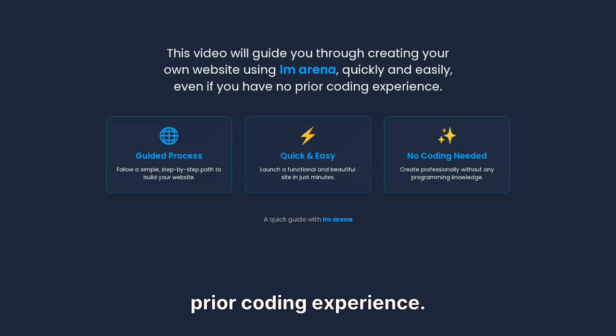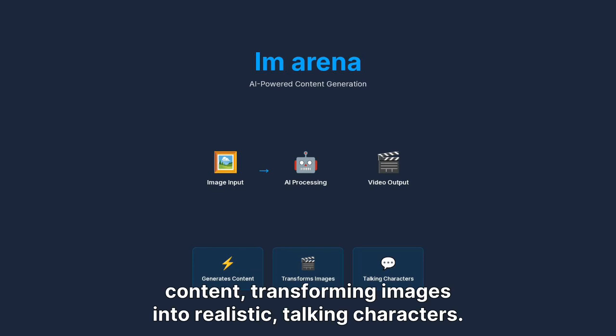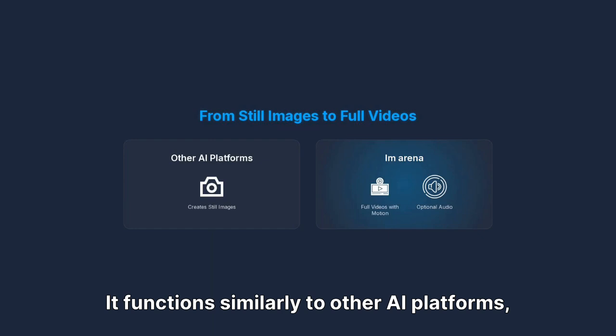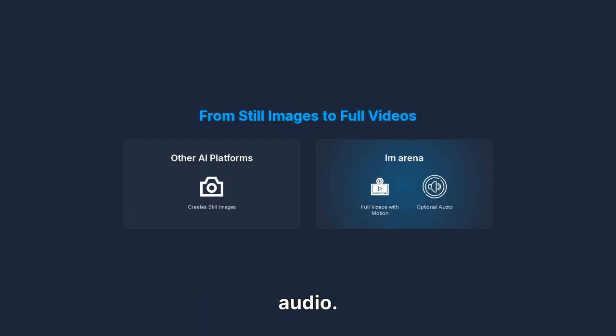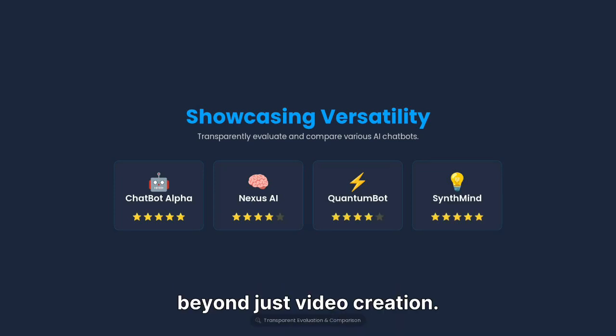LM Arena is an AI-powered platform that allows you to generate videos and other content, transforming images into realistic talking characters. It functions similarly to other AI platforms, but instead of just still images, it creates full videos with motion and optional audio. It's also used to transparently evaluate and compare various AI chatbots, showcasing its versatility beyond just video creation.